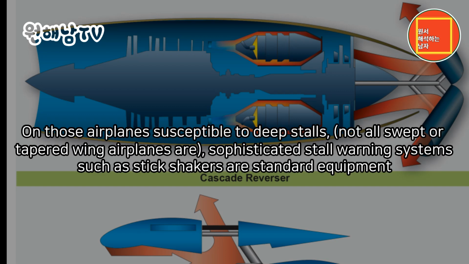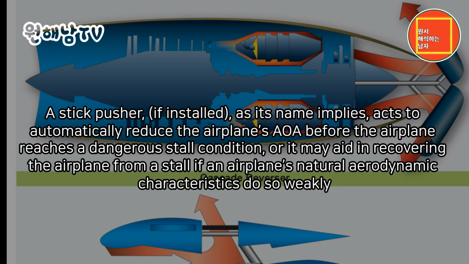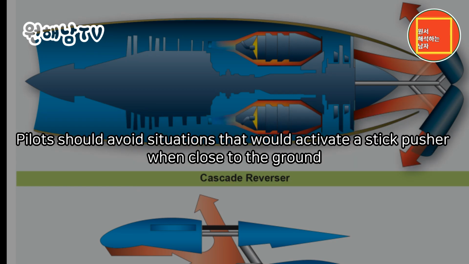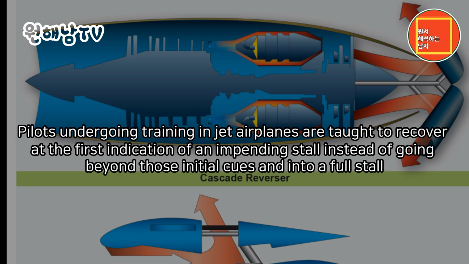On those airplanes susceptible to deep stalls, and not all swept or tapered wing airplanes are, sophisticated stall warning systems such as stick shakers are standard equipment. A stick pusher, if installed, as its name implies, acts to automatically reduce the airplane's AOA before the airplane reaches a dangerous stall condition. Or it may aid in recovering the airplane from a stall if an airplane's natural aerodynamic characteristics do so weakly. Pilots should avoid situations that would activate a stick pusher when close to the ground. Pilots undergoing training in jet airplanes are taught to recover at the first indication of an impending stall, instead of going beyond those initial cues and into a full stall.